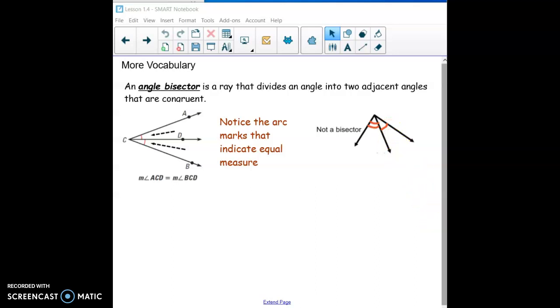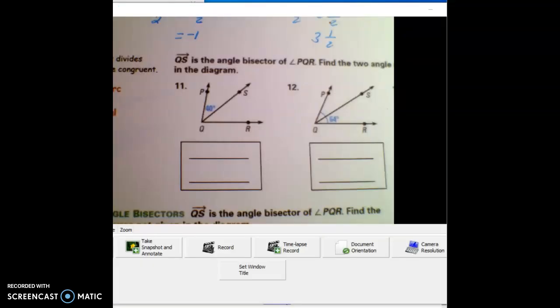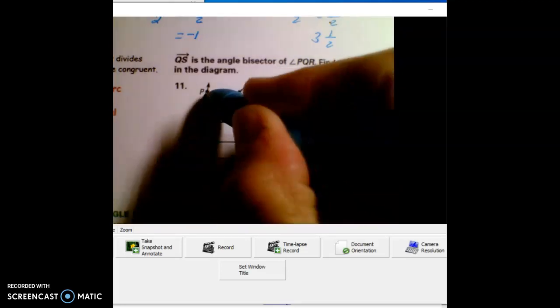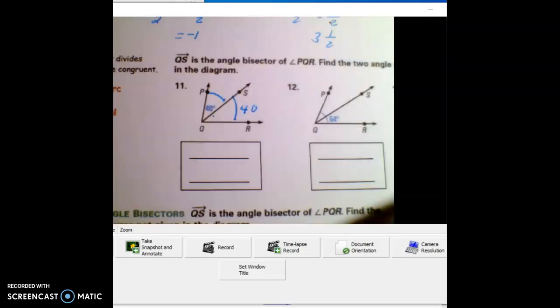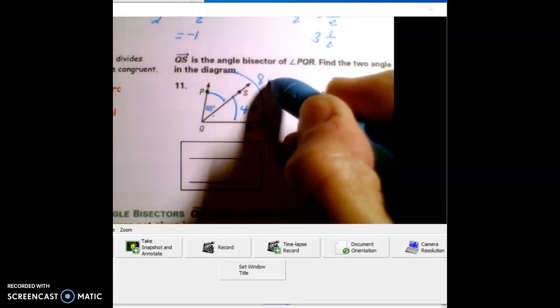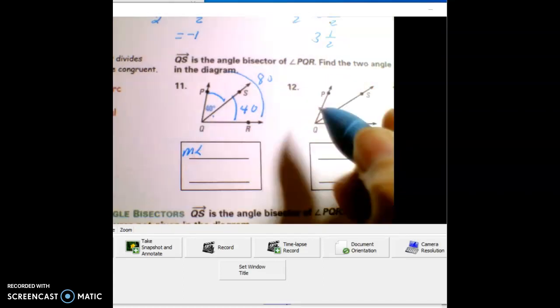All right, so let's do some practice. Ray QS is the angle bisector of angle PQR. Find the two angle measures not given in the diagram. Okay, I'm going to stop and do this on a piece of paper. I'll be right with you. Okay, so they just said that this is an angle bisector. So that means that this angle and this angle are the same measure. So if this is 40, then this must be 40. If these two both equal 40, then the big angle equals 80. So we're going to write that down. We're going to write down the measure of the angle, and what's this one?